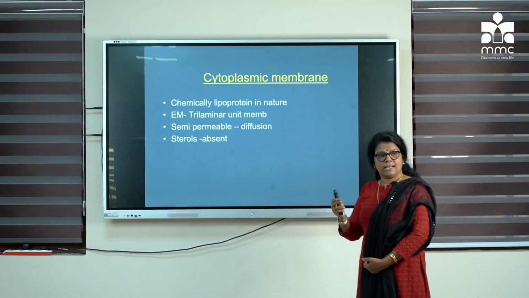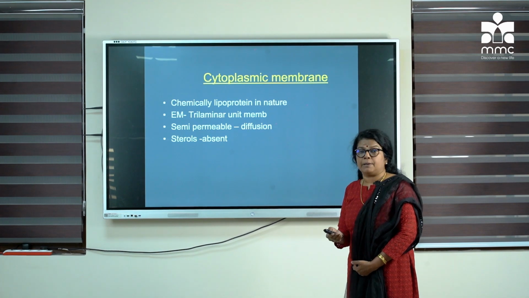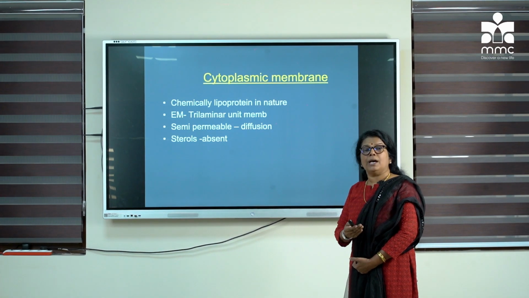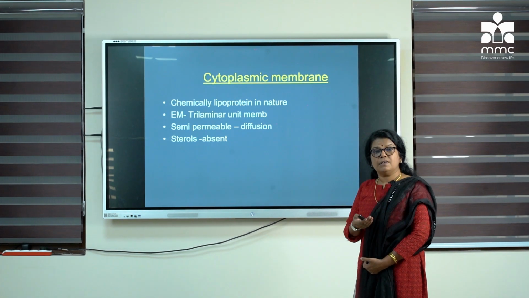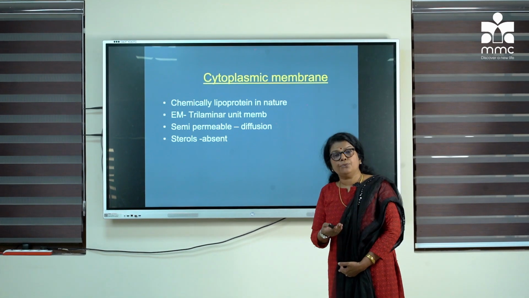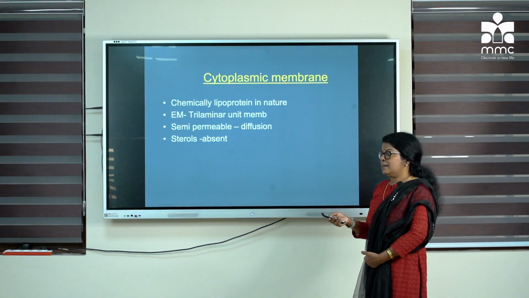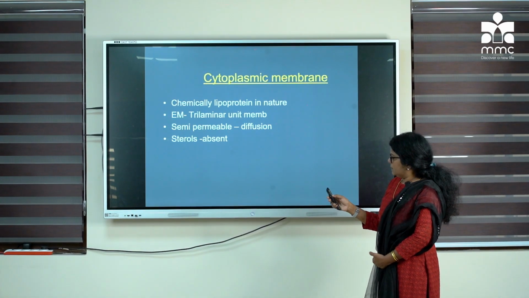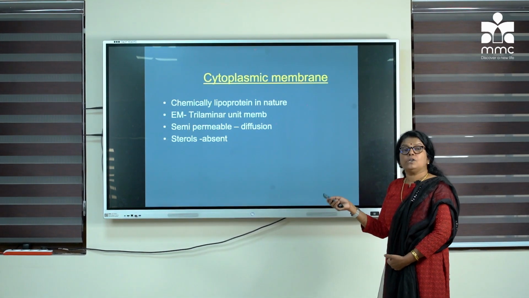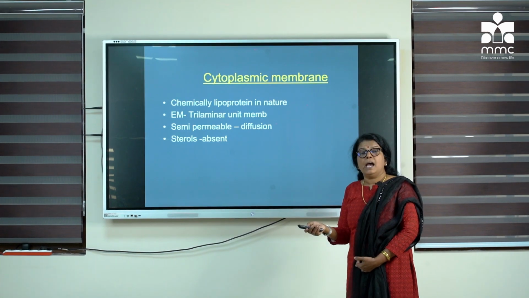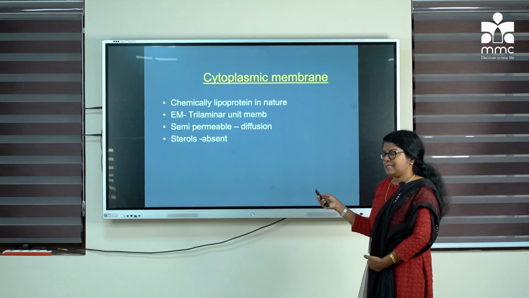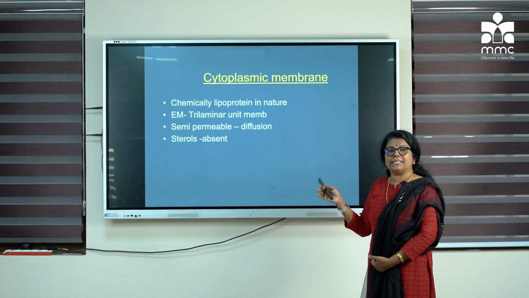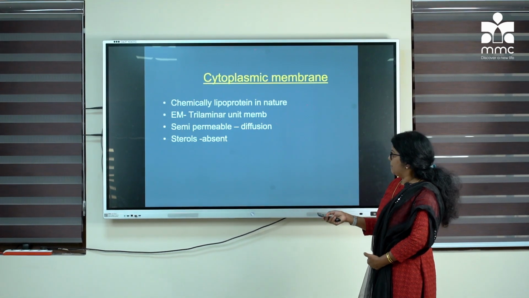Okay. So the next structure is the cytoplasmic membrane. Inside the cell wall you have the cytoplasmic membrane or plasma membrane, which is somewhat similar to that of the cells of higher forms of life, but the only exception is that sterols are absent, unlike the animal cells. Sterols are absent in bacterial cytoplasmic membrane. Otherwise, it is the same trilaminar structure and it is a semi-permeable membrane also.